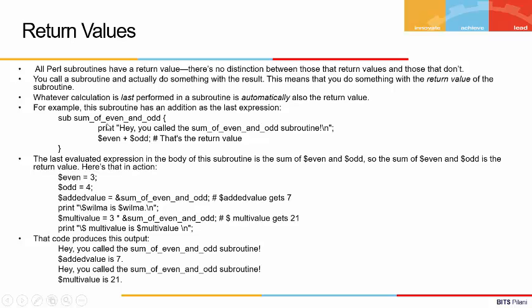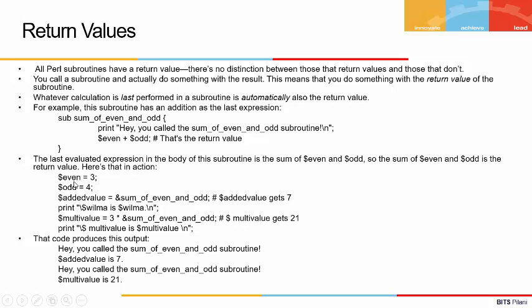For example, we want to add; this is the sum for even and odd values. So what is the return value? We are printing it here. After the print, we are adding the even and odd variable values, and the sum of these will be the return value of this subroutine. We'll check with this here.